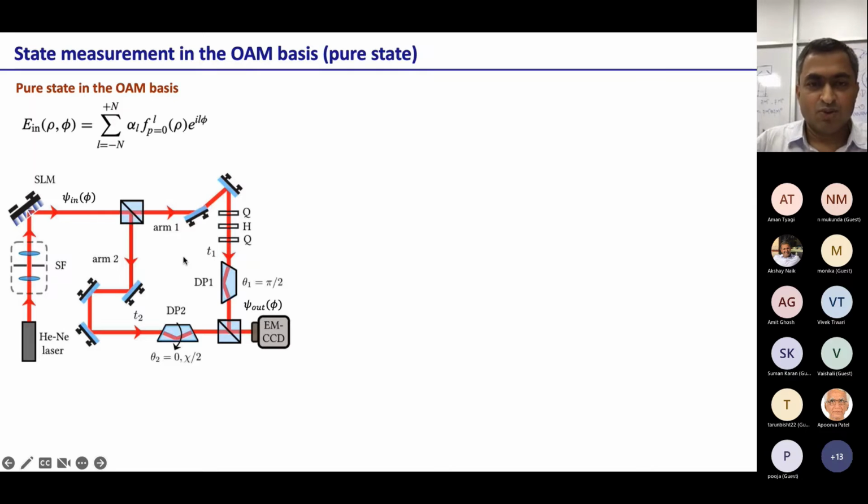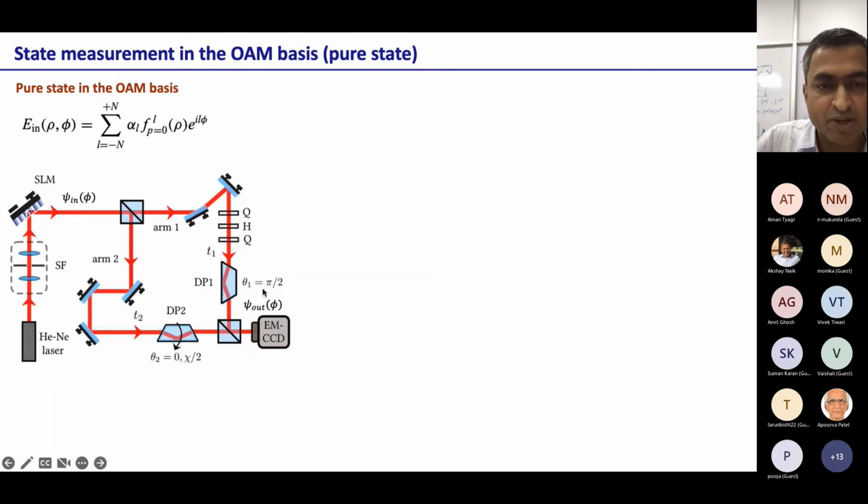I will not go through the details of this one, but the only thing I want to point out is that it is pretty much the same interferometer, except in this case we have what's called the Dove prism. A Dove prism actually just rotates the wavefront. So here in one arm we are rotating the wavefront by some angle, and in the other arm we are rotating the wavefront by some other angle.